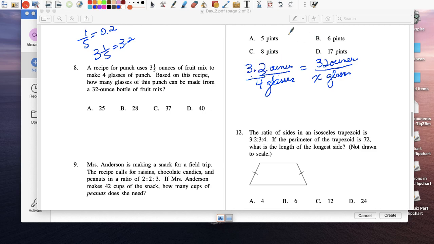All right, so in this case, I wouldn't cross multiply. Look, there's a very easy relationship here. How does 3.2 become 32? Well, times 10, right? So therefore, the bottom is going to use the same multiplier. We increase by a factor of 10, so the bottom will increase by a factor of 10, so that would be times 10. So 4 times 10 is 40. So with 32 ounces, you can make 40 glasses.